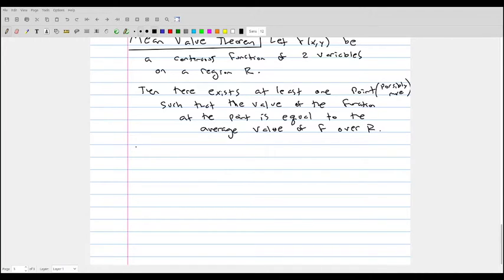So we'll call this point, for notation, xi comma eta, which are two Greek values. So the x-coordinate is xi of this point, and the y-coordinate is eta. So what the mean value theorem is telling us is that the value of the function at xi comma eta is equal to the average value of the function, or the double integral over R of the function, divided by the total area of the region R.